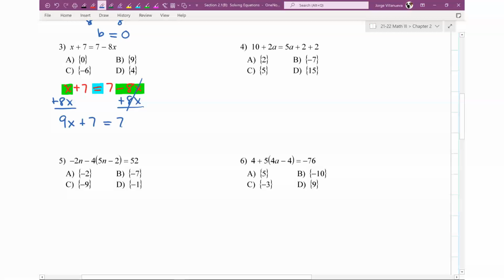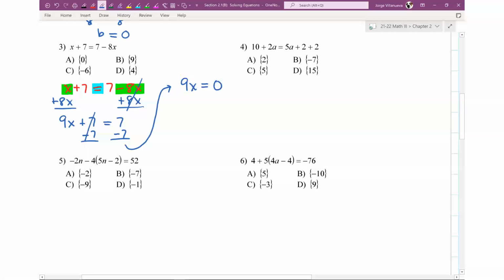So at this point, we're going to be trying to get x by itself, right? So we're going to subtract 7 on both sides. So minus 7, minus 7. Okay, this will cancel here. We get, I'm going to kind of move the work over here. We get 9x equals 0.